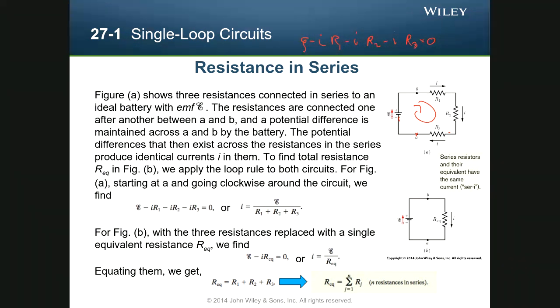And you'll notice that if you look here, you have this equation, and you will notice that if you look at an equivalent circuit, right, in which all the resistors are replaced with one resistance, which is this one here, R equal, oh darn it.